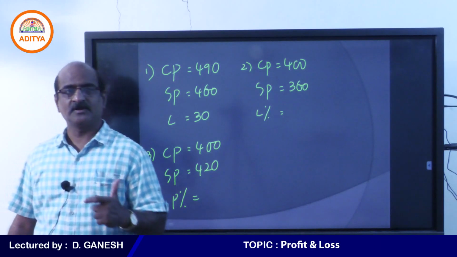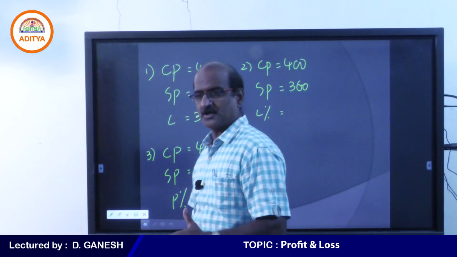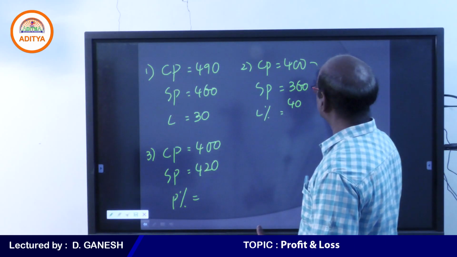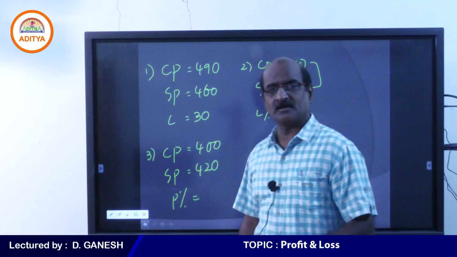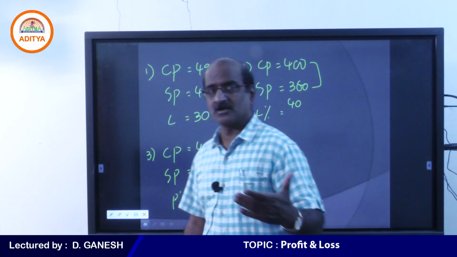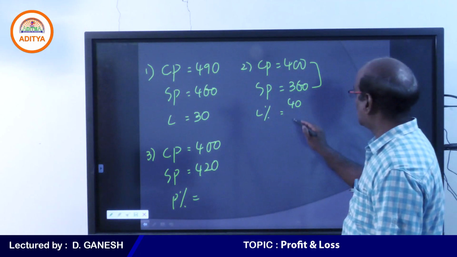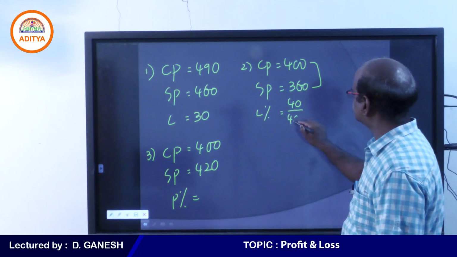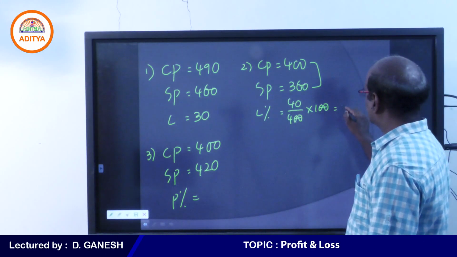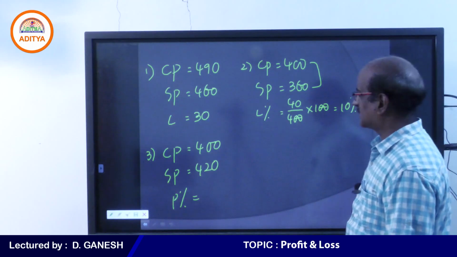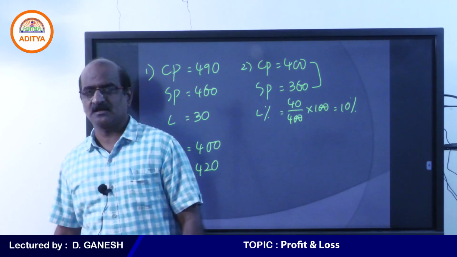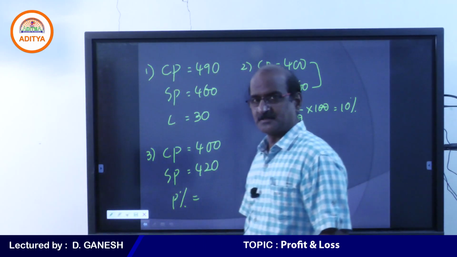Right. Now when you look at question number 2, students, it was a loss of 40 rupees. You see, the difference between 400 and 360 is 40 rupees. Of course, that is the loss. But you are asked to find the loss percent. Loss percent means, students, you need to compare everything with the cost price. So for your kind information, the cost price is 400. So we say that there is a loss of 10% in the second question.